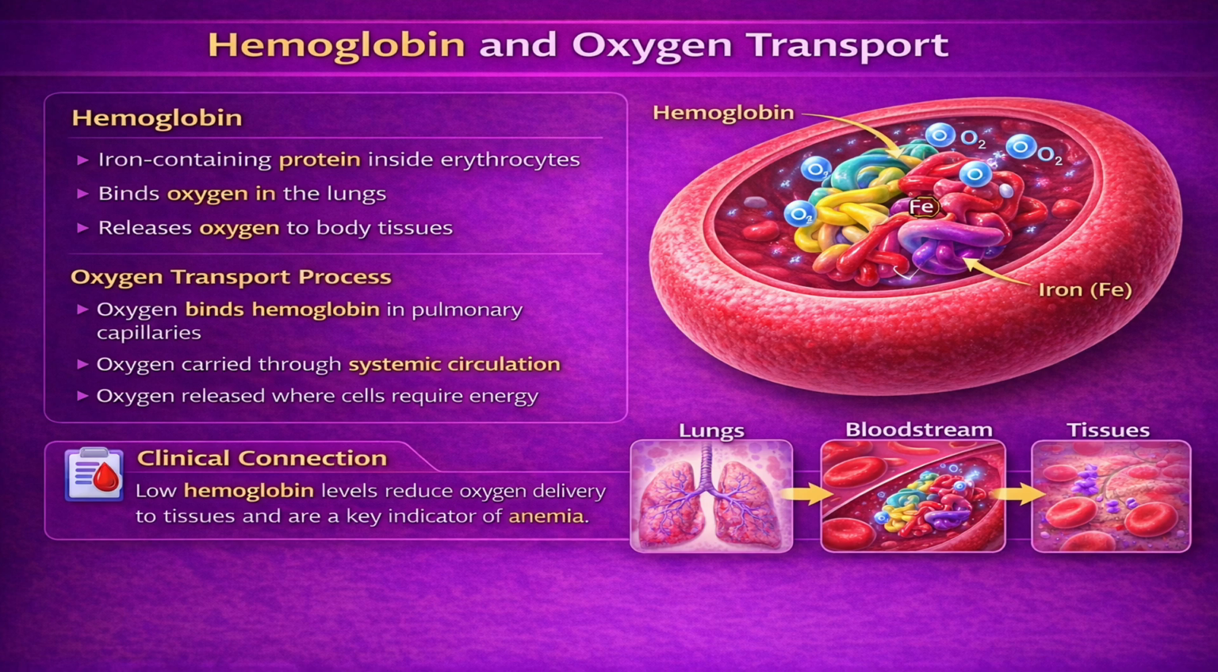For this reason, hemoglobin levels are routinely measured as part of a complete blood count, helping healthcare providers evaluate conditions such as anemia, blood loss, or chronic disease. Therefore, low hemoglobin levels reduce oxygen delivery to tissues and are key indicators of anemia.